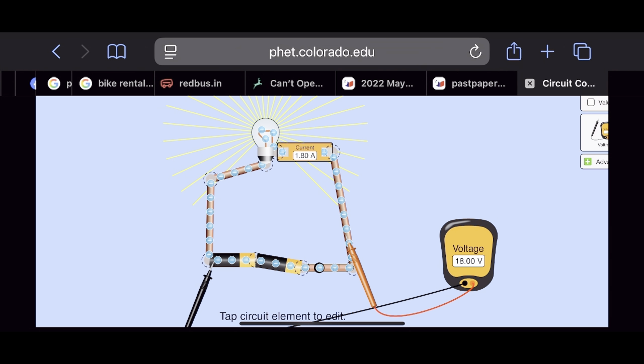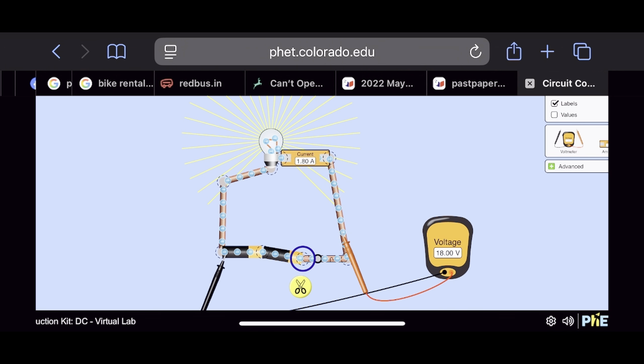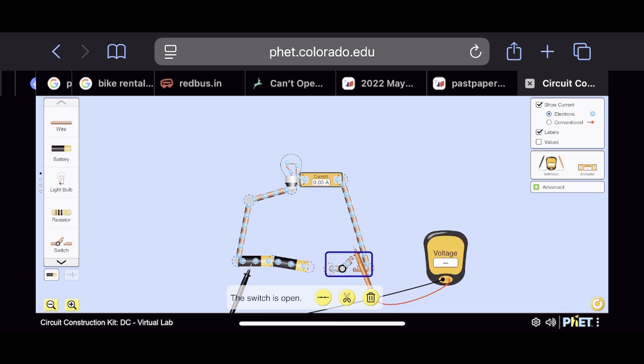And what do you observe here? What pattern do you observe? As you increase the voltage by 2 times, current also increased by 2 times. 9 twos are 18, 0.9 twos are 1.8, right? So we'll take one more reading, nothing wrong in it, right? So I'll just cut off the junction and add another battery.